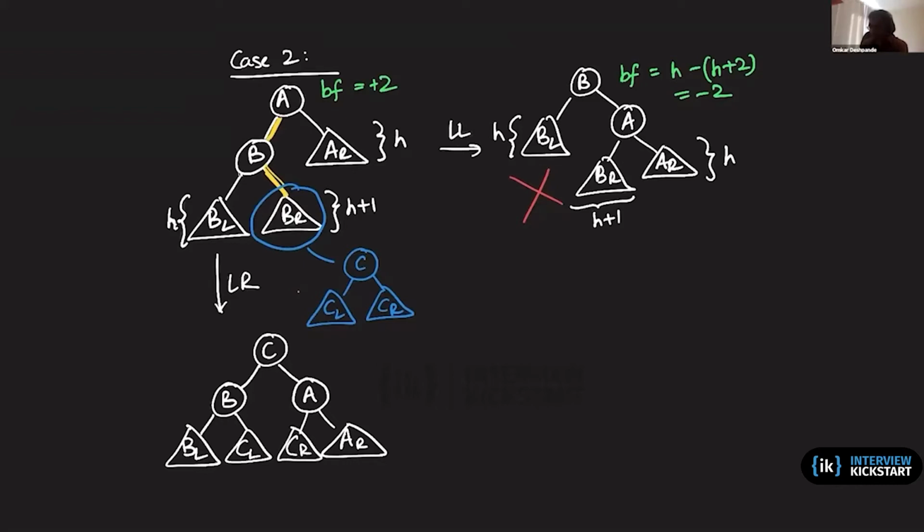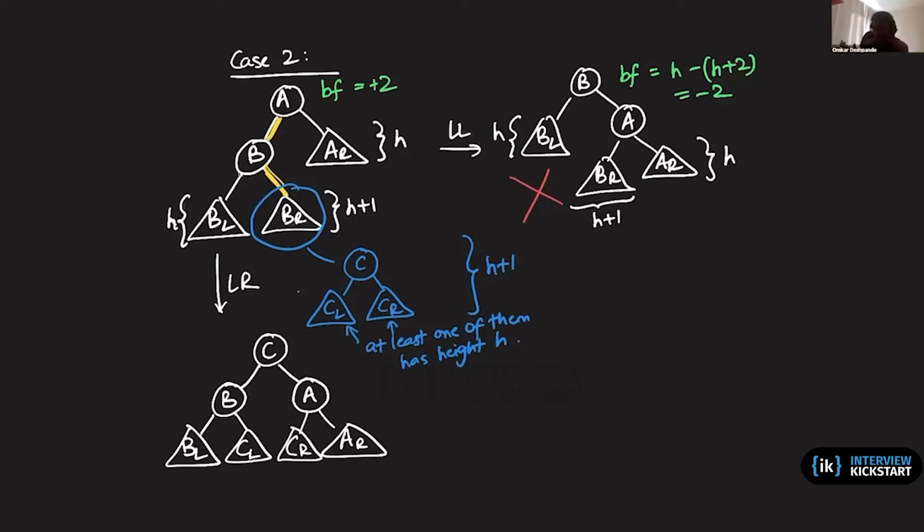Now, what can we say about the heights? So this height we know was H plus 1. C makes up one of those numbers. So between C sub L and C sub R, at least one has a height h. Right, both of them could be h, but it's possible one of them could be h, the other could be h minus 1. It can't be h minus 2, otherwise there would be a violation at C.